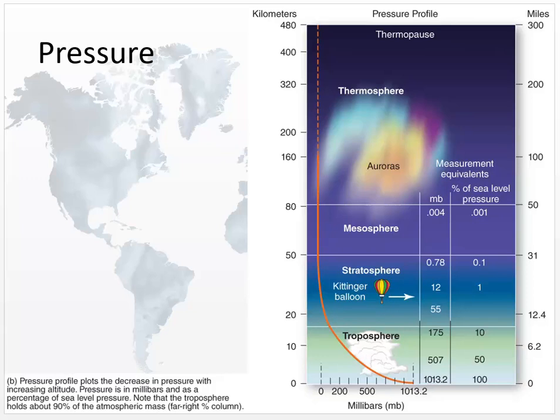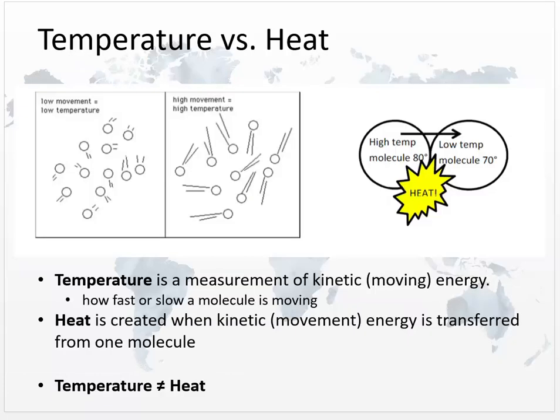And the reason that this is important is because the amount of air pressure directly impacts the amount of heat that we are feeling throughout the atmosphere, and that's where we have to figure out the difference between heat and temperature. So it's really important to know that temperature is not the same thing as heat. Temperature is a measurement of kinetic energy, right? That is moving energy. So really, temperature measures how fast or slow a molecule is moving. If we have a molecule that is moving at a really high speed, it can have an incredibly high temperature, but that does not correlate into heat.